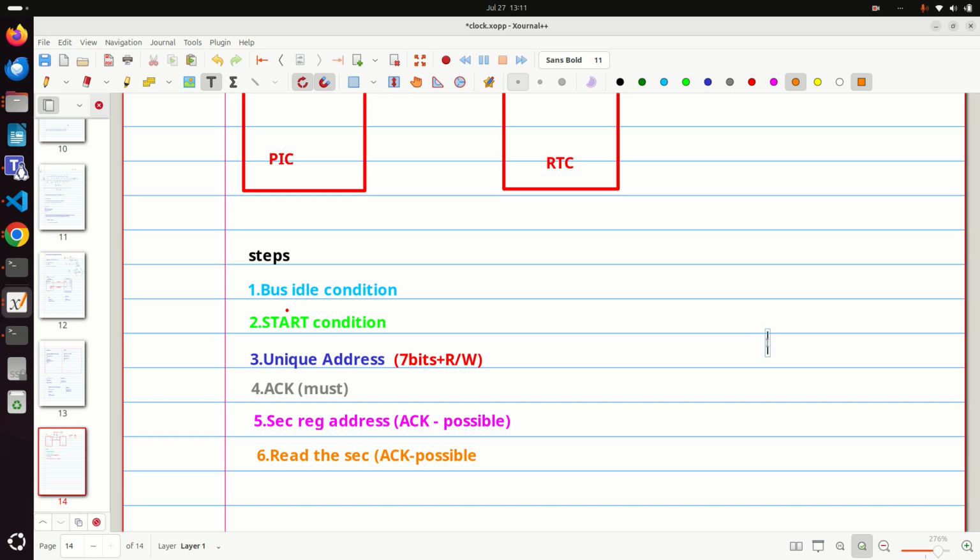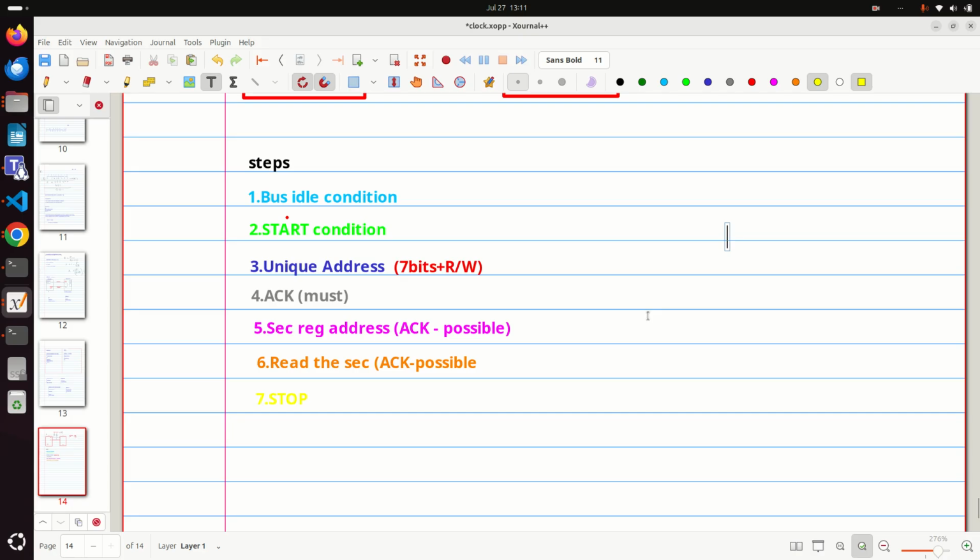When master is done reading the seconds, there is a possibility of master giving the acknowledgement to the slave telling that I am done. Then it is going to stop the communication. That is the seventh step. It is going to stop the communication, either stop or restart the communication. So this is how communication happens between the two devices.